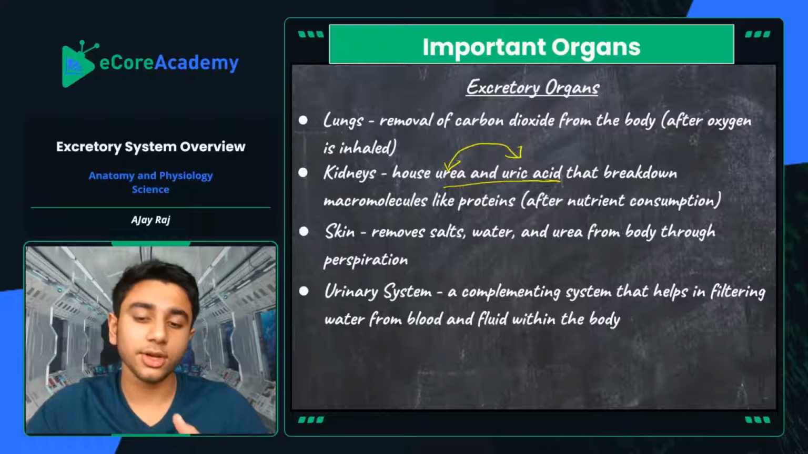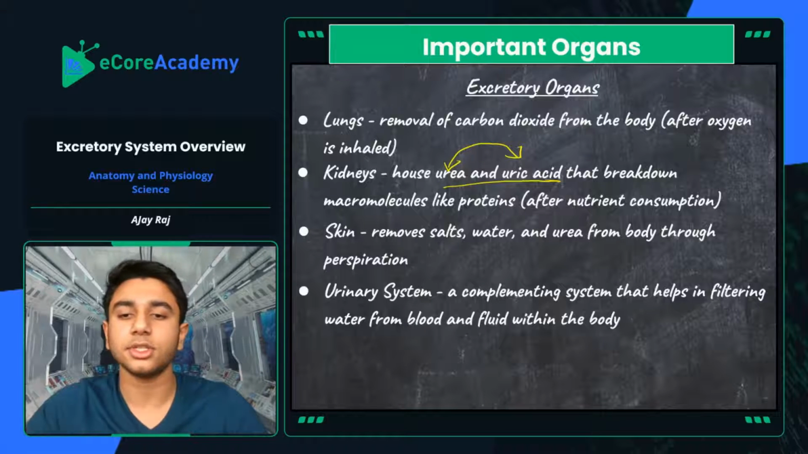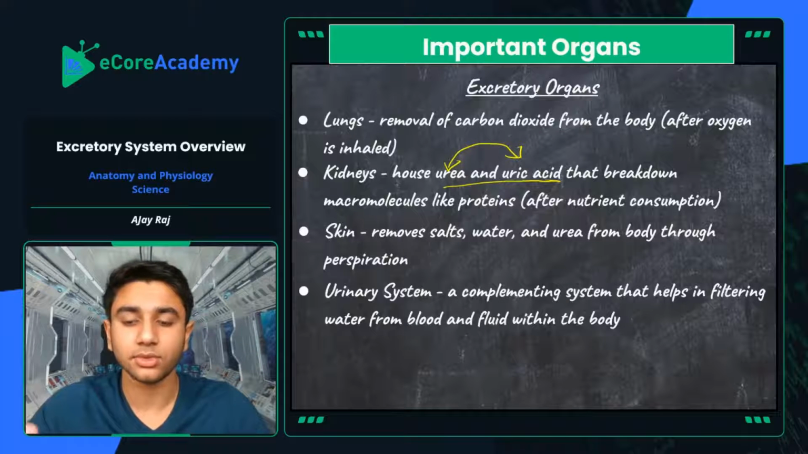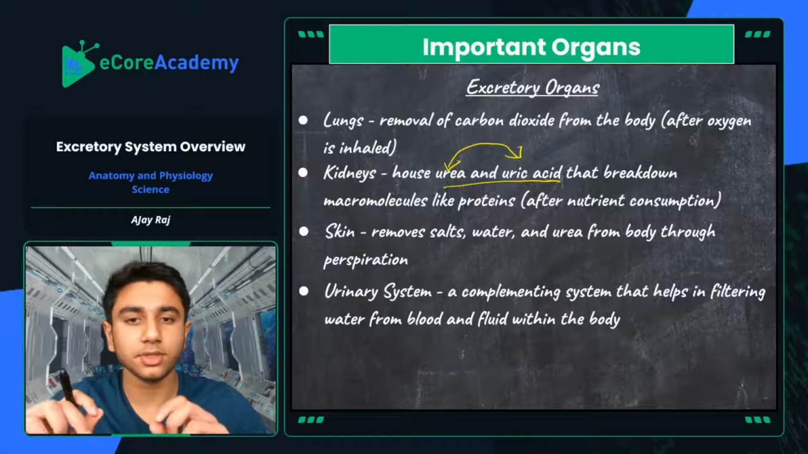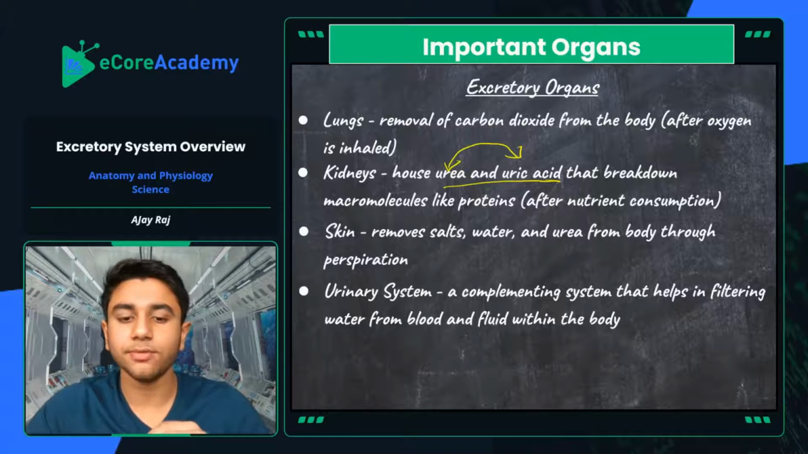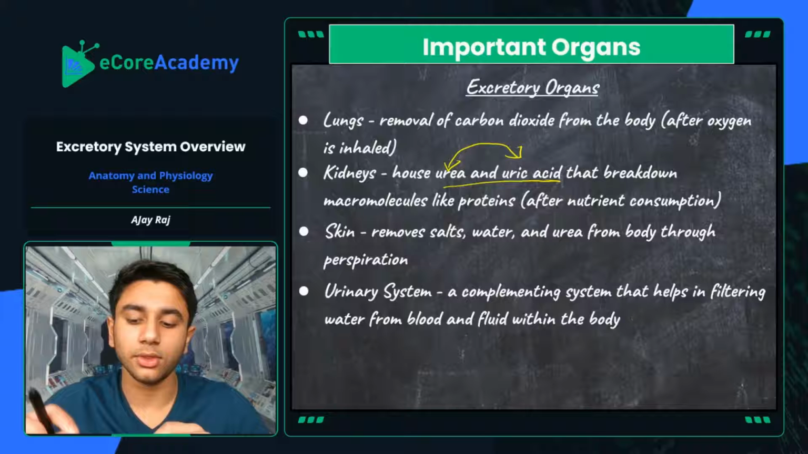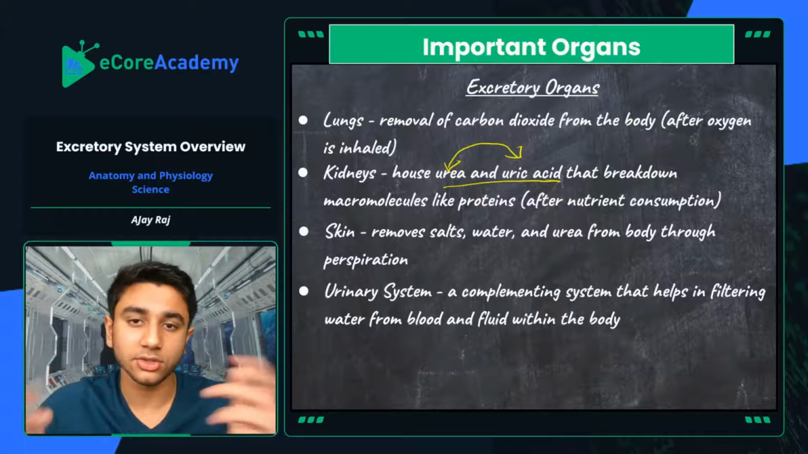And then finally, we have the urinary system, which is a complementing system. This is technically a subsystem of the excretory system that purely specializes in urination. It helps in filtering water from blood and fluid within the body and transferring it into urine and excreting it.